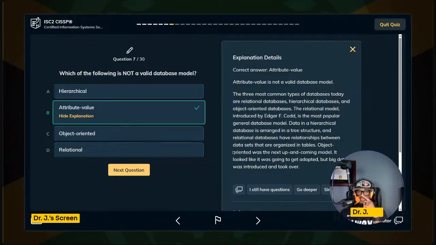Yeah. Three most common types are relational, hierarchical, and object-oriented databases. So object-oriented was the next up and coming model. It looked like it was going to get adopted, but big data was introduced and took over. So that's why object oriented looked familiar, but it's not necessarily used, as big data took that spot. But they said the three types are still relational, hierarchical, and object oriented. Okay.